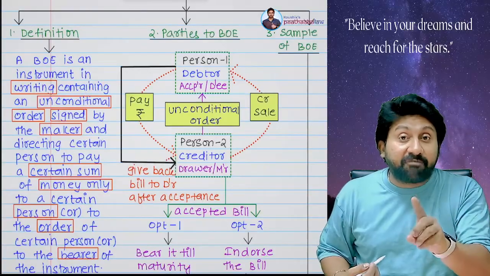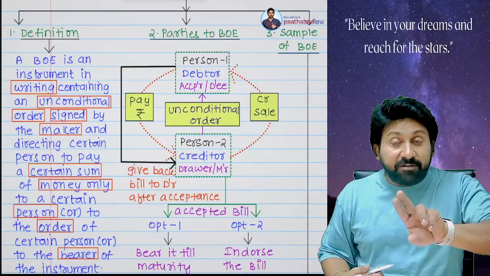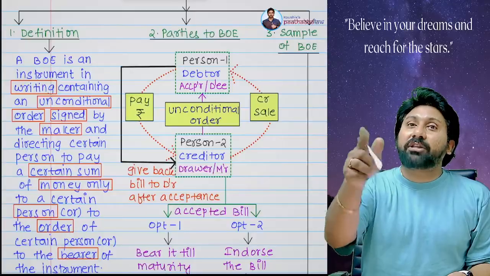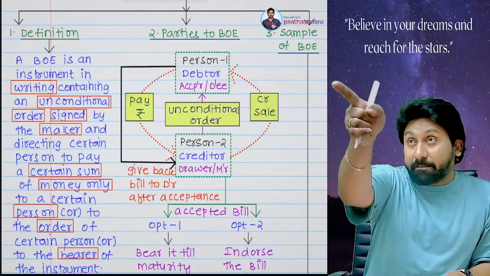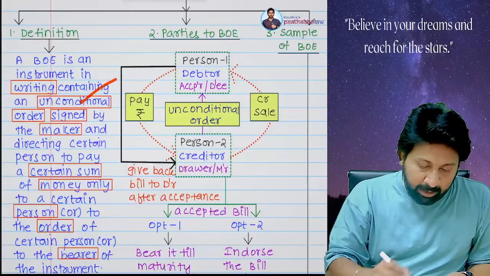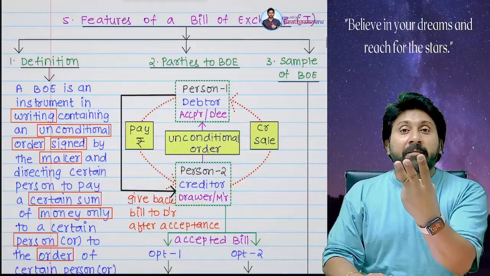Condition means which kind of condition? Condition which can definitely happen, no problem. Condition which may or may not happen, a problem will come. Okay, I will pay you if it rains on that day, may or may not happen. I will pay if that person dies, he will definitely die, no problem. That condition is correct. Okay, unconditional order, because in the bill of exchange, three parties will be there.